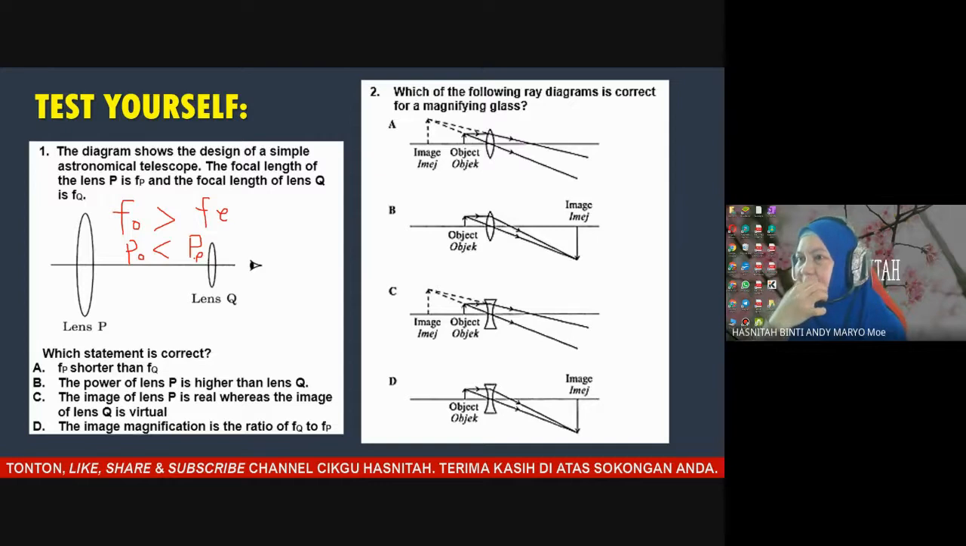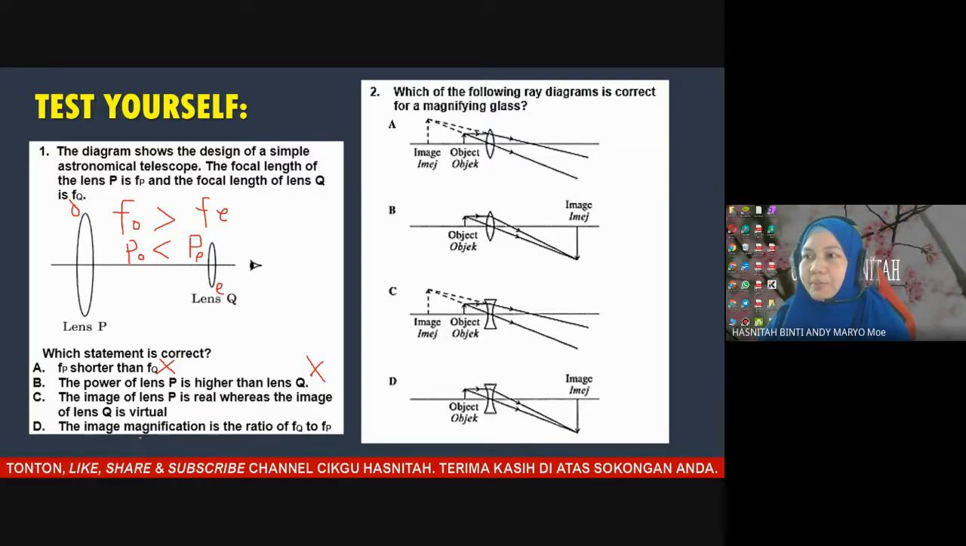So which one? Is A correct or not? FP shorter than FQ. It's supposed to be longer. P is the objective lens, this is our eyepiece. So FO should be greater, not shorter. Wrong. Power of lens P higher than lens Q? The power of lens P should be lower. So this is also wrong.